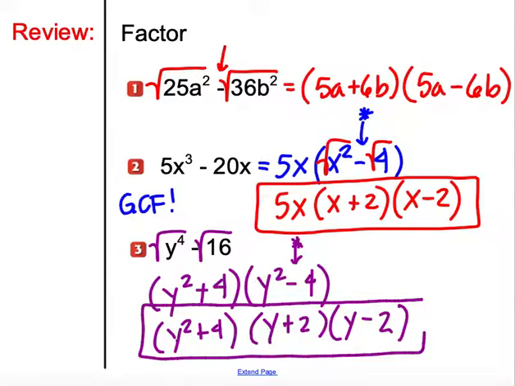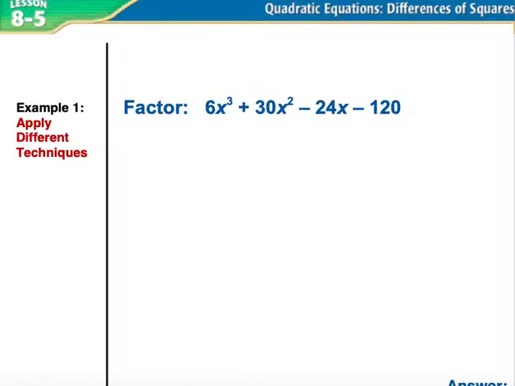Remember, you cannot factor a sum of two perfect squares. So this one right here is not factorable. You leave it alone. You're only looking for those differences of two perfect squares. So hopefully that helps with a little review. Now, let's get into some new stuff.